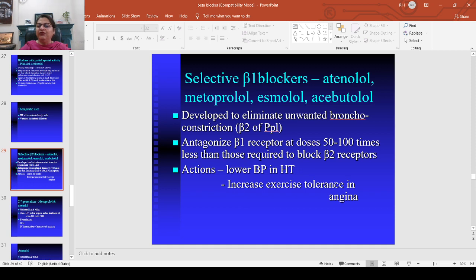They selectively act on beta-1 receptors and they antagonize them. So this antagonization is at doses 50 to 100 times less than those required to block beta-2 receptors. Pharmacologically, they act to lower the blood pressure in hypertensive patients, and they also cause increased exercise tolerance in patients of angina.